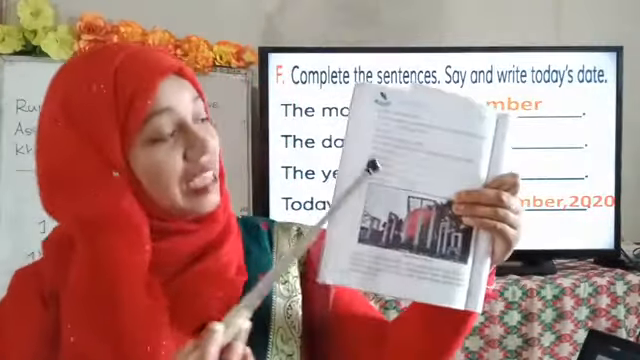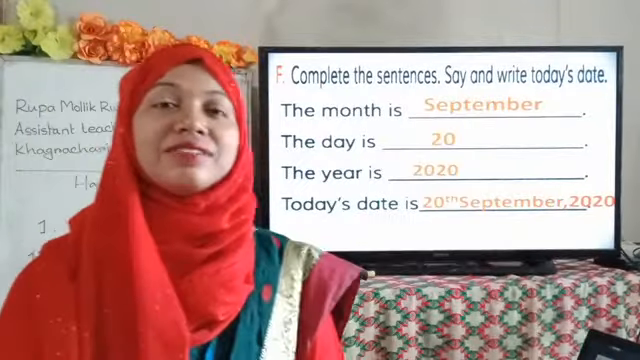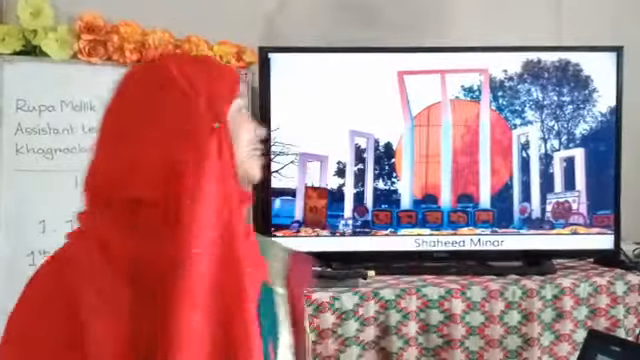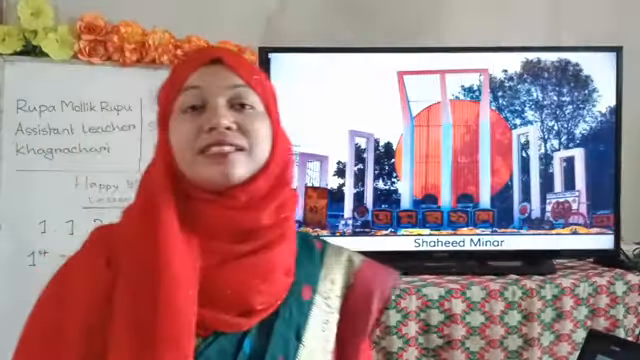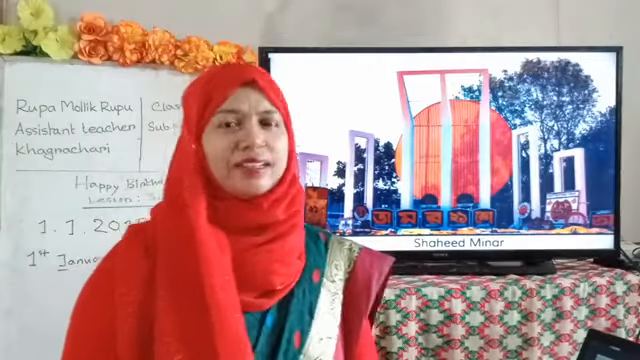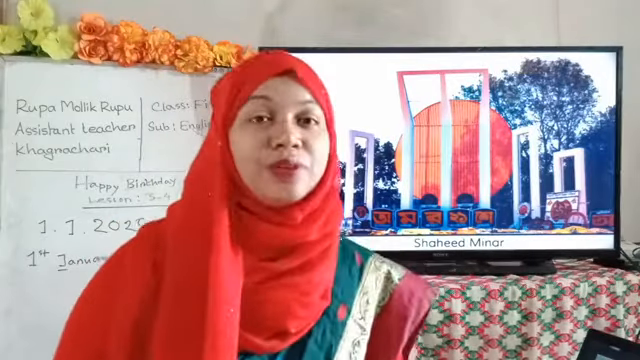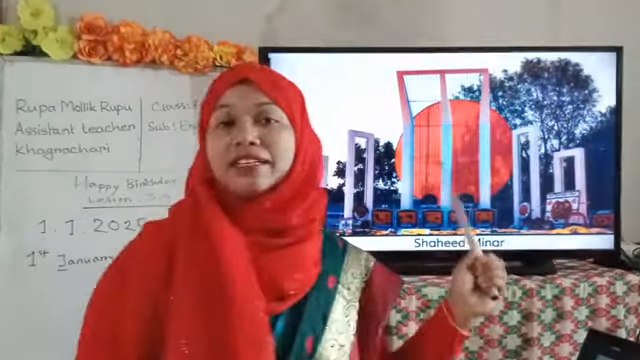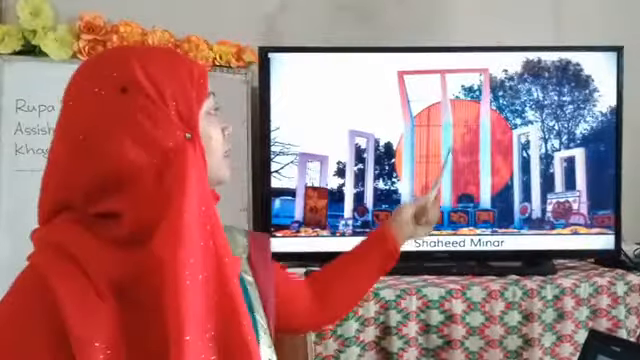E, activity F. Now we have to discuss activity G. Look at the picture. What can you see here? This is Shahid Minar. Dear students, do you know why we bow down our head, or why we honor this?